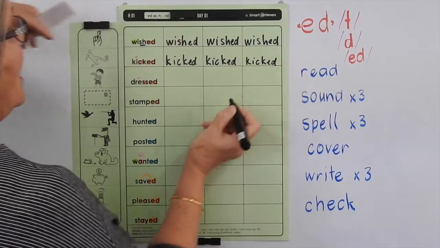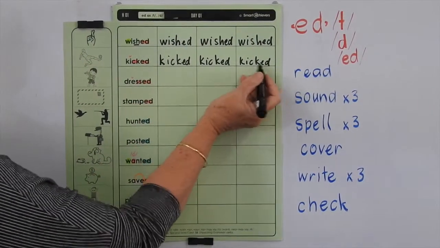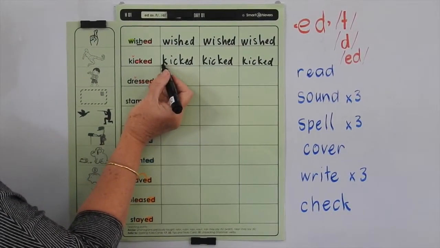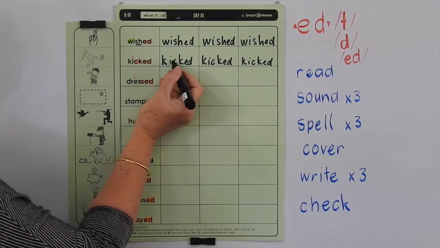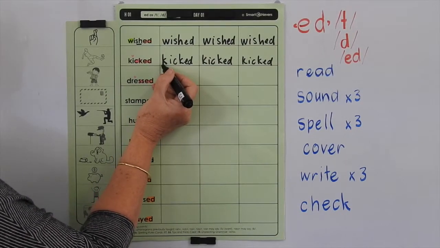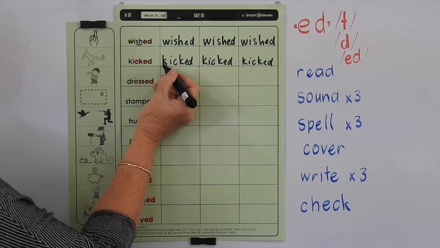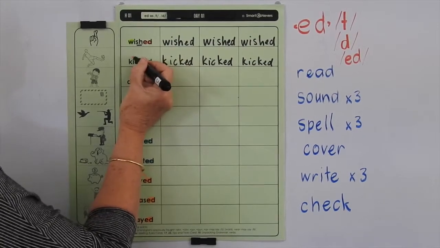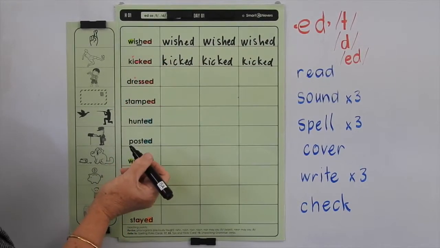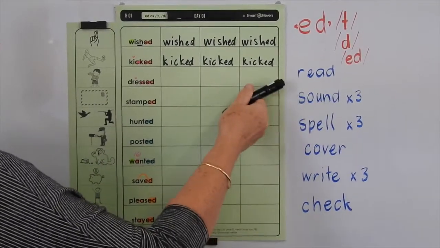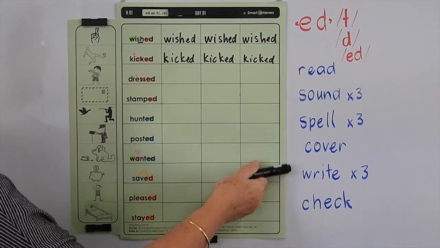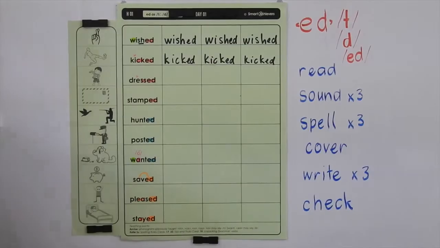K-I-C-K-E-D. You have to spell this word especially, because you could use a C or a K for the kit sound, but we know if the letter after a kit sound is an I, we must use a K before it. And you know that if this is a short sound, we have to use CK after it. So it's very important that you read it, sound them, spell them, cover them, write them, and don't forget to check them at the end.